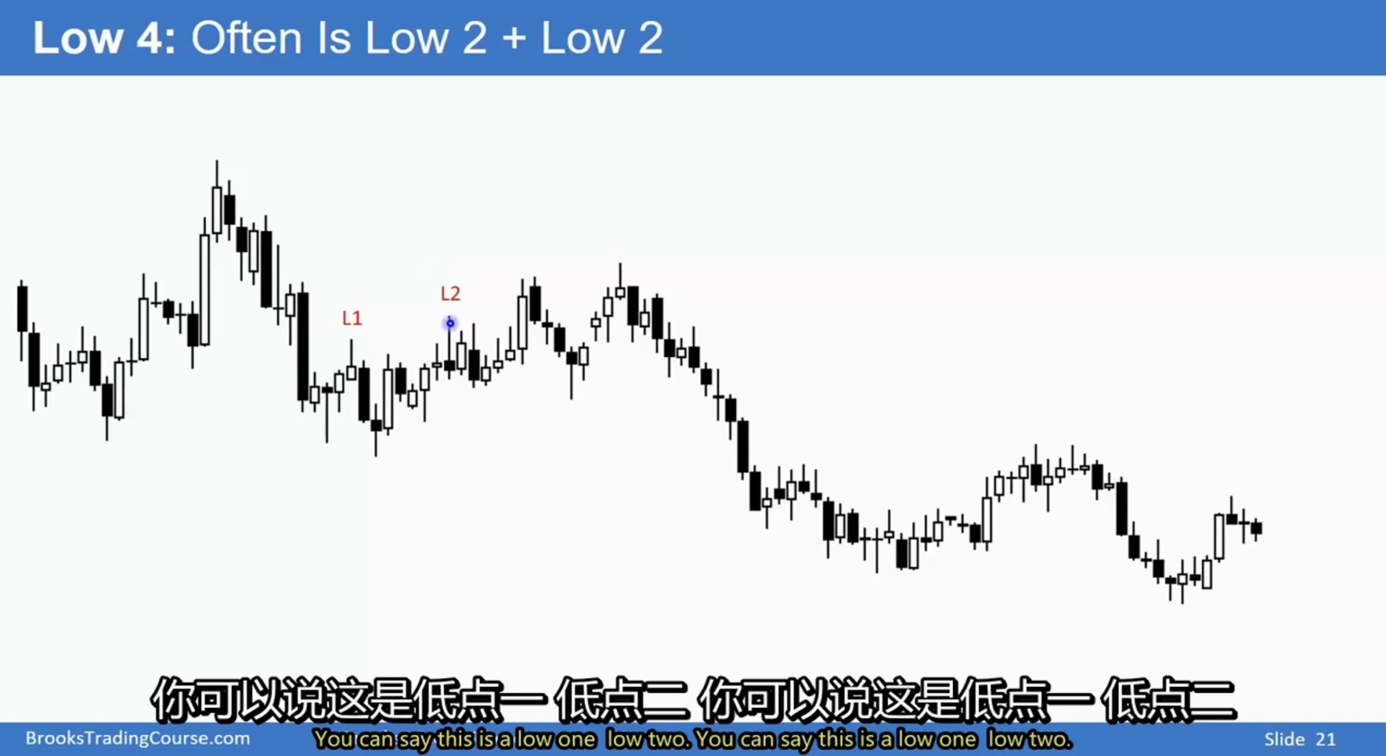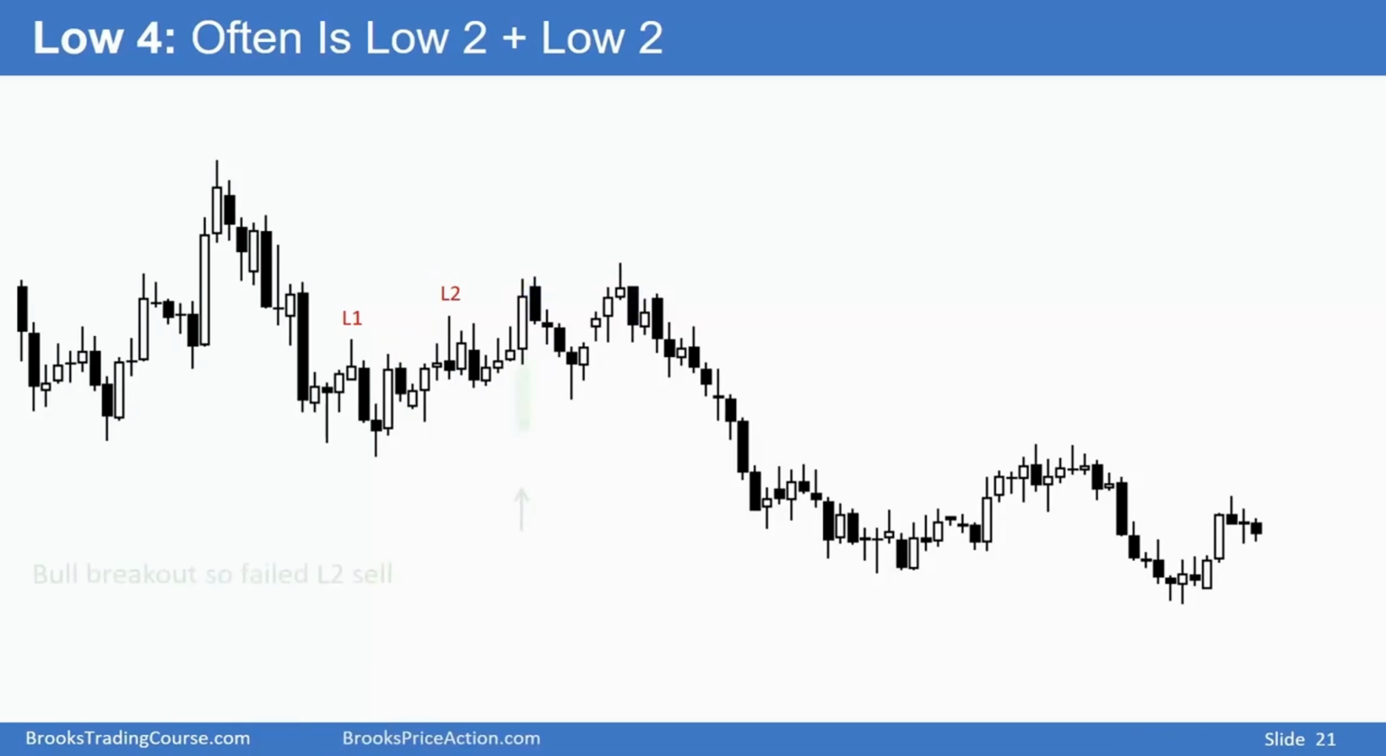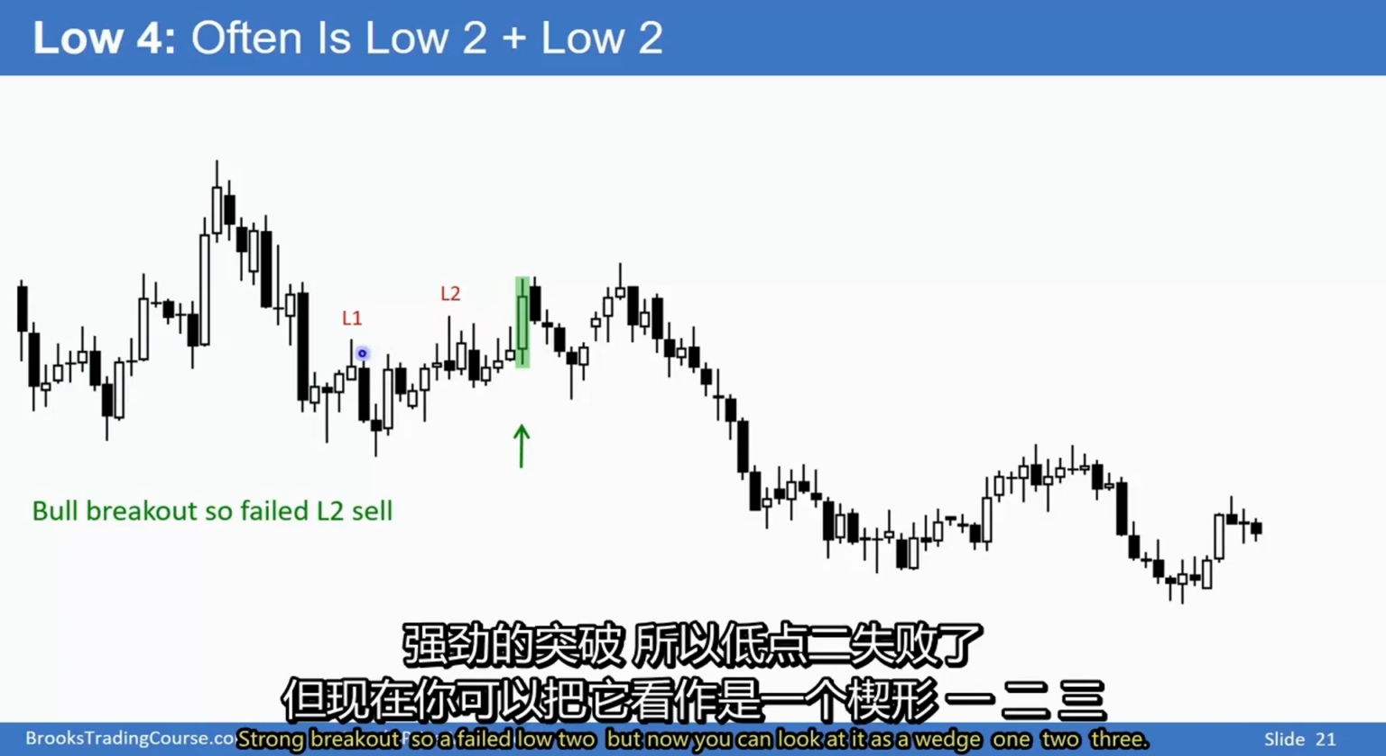You can say this is a low 1, low 2. Then we got a breakout, and then pretty much sideways for a second leg up. Strong breakout, so a failed low 2. But now you can look at it as a wedge, 1, 2, 3.